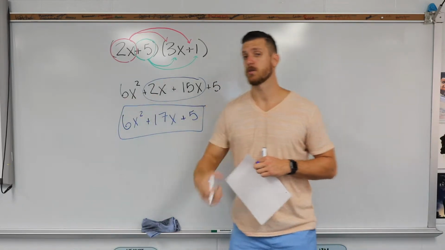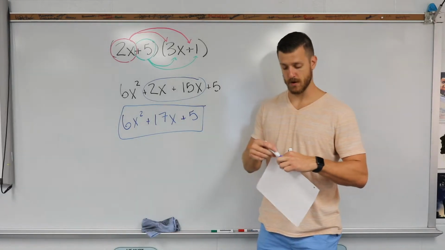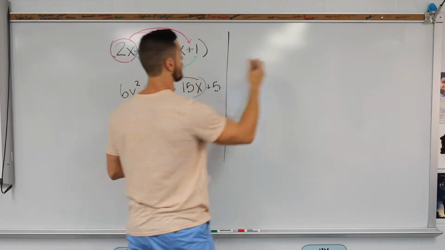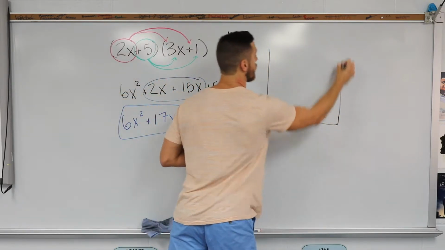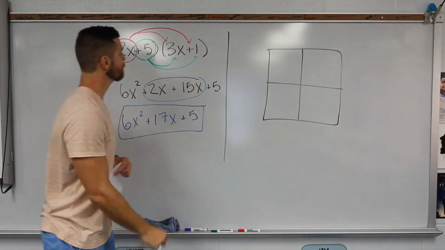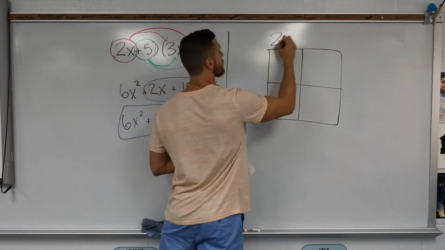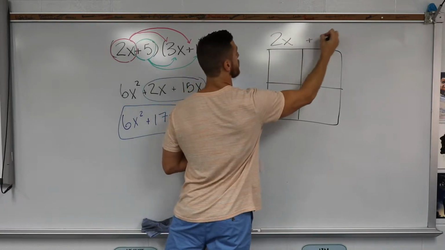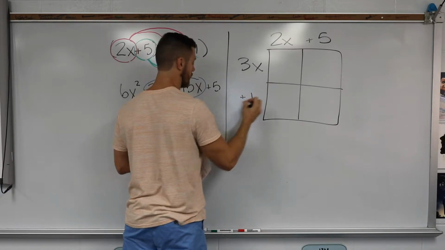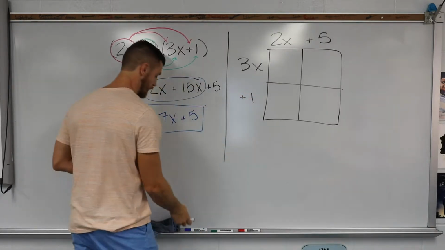You could do this with the box method. A lot of people would want to do it this way. You've got a box. It's a binomial times a binomial, so 2 by 2. You're going to put 2x here, plus 5. Then you've got a 3x, plus 1. I'm doing this fast because we know how to do this.